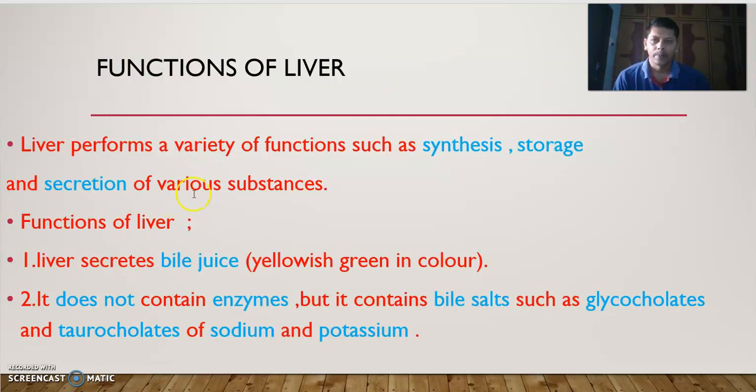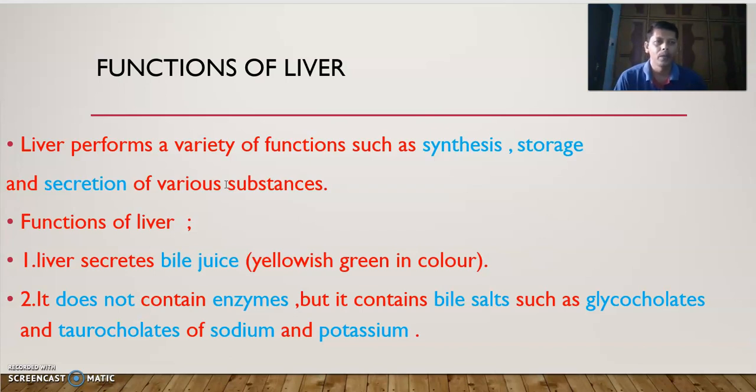Let us recall some of the points that were discussed in the previous video. What is the largest organ in our body? The largest organ inside our body is the liver, and the largest gland is also the liver. What is the weight of the liver? 1.2 to 1.5 kilograms. Where is our liver located? It is located in the abdominal cavity.